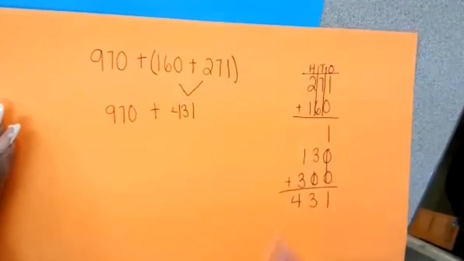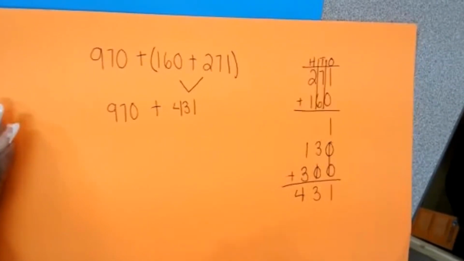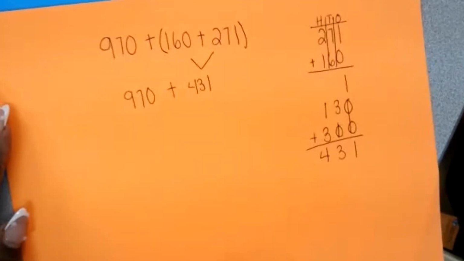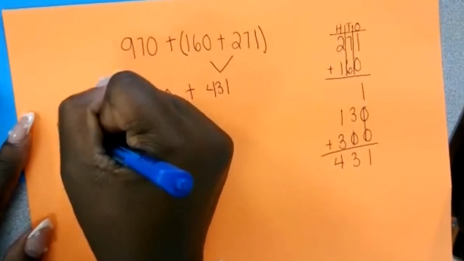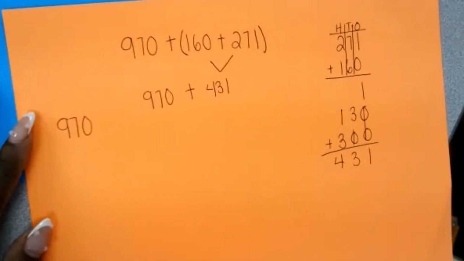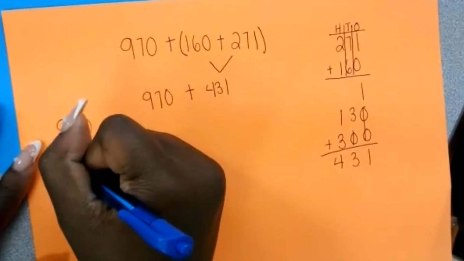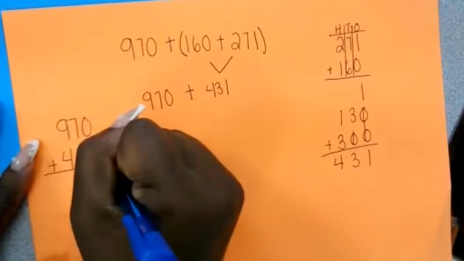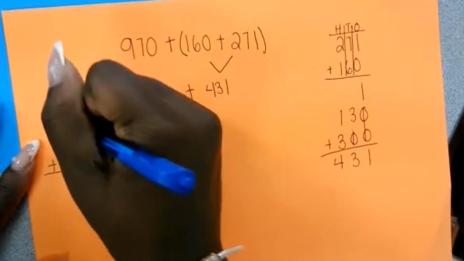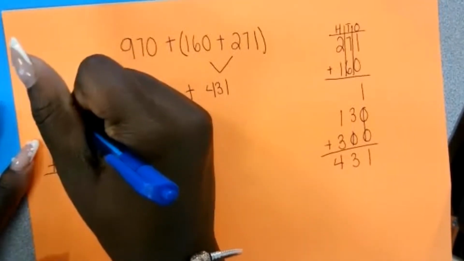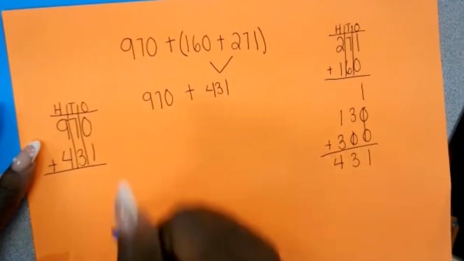Okay. Now what? Do the same exact thing that you did with the last one. I don't remember. So go to the side and draw your numbers and draw your other number under that. And then draw the place value chart. And we know 0 plus 1 is 1.